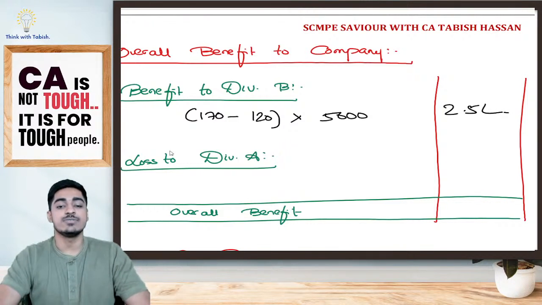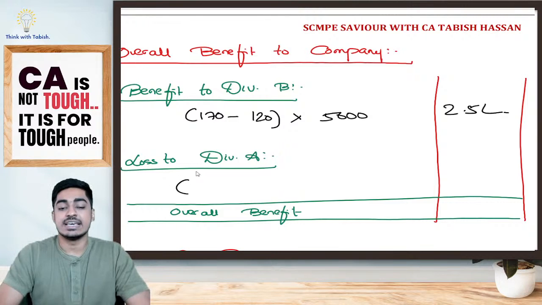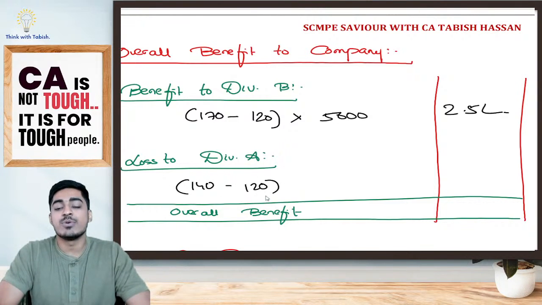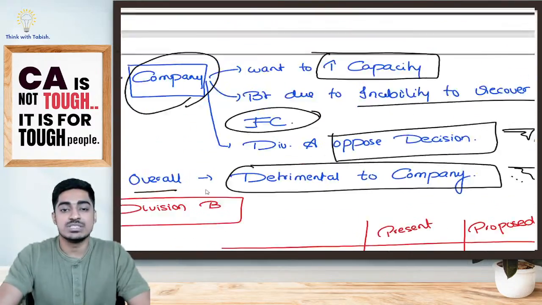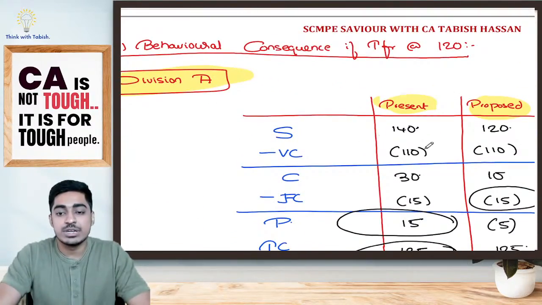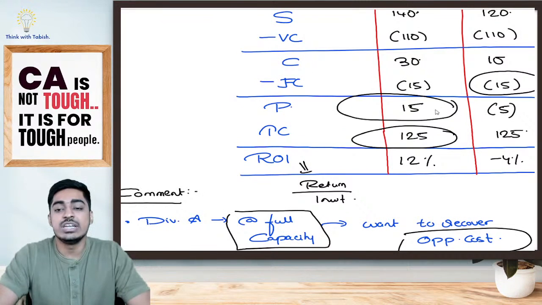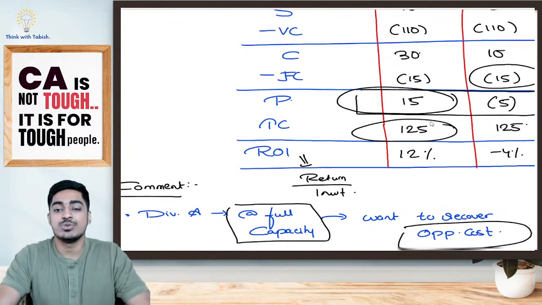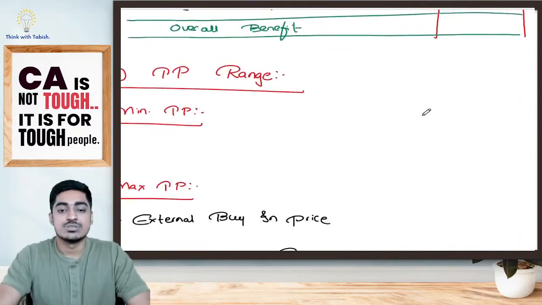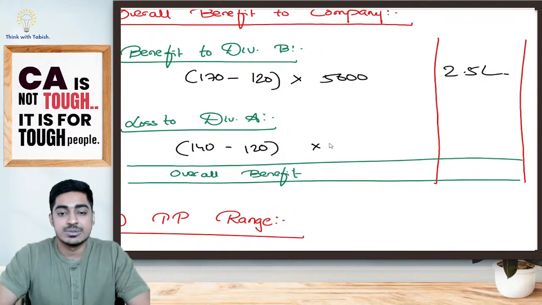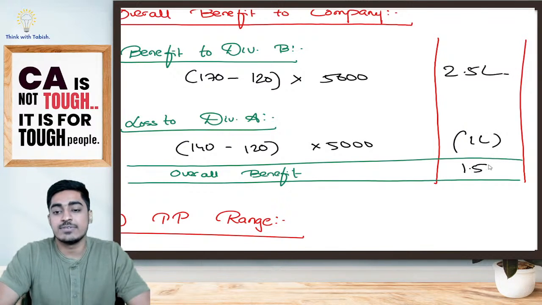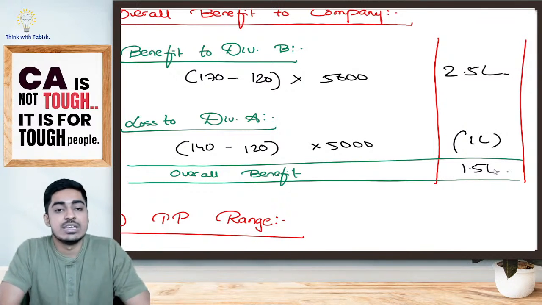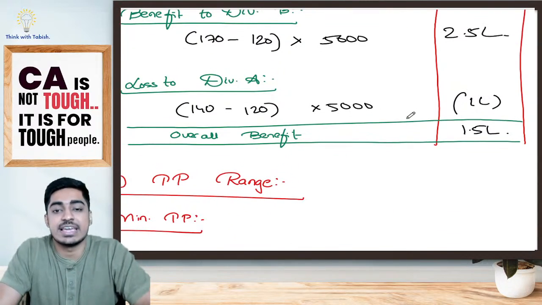What is the cost for division A? Division A is telling, yes, outside I was selling at 140 rupees. Now you are only giving me 120 rupees. I am losing 20 rupees. 20 rupees is for one lens. So like this, I have 5,000 lenses. So 1 lakh I am losing. So overall 1.5 lakh is the benefit for the company. Overall benefit for the company is 1,50,000.